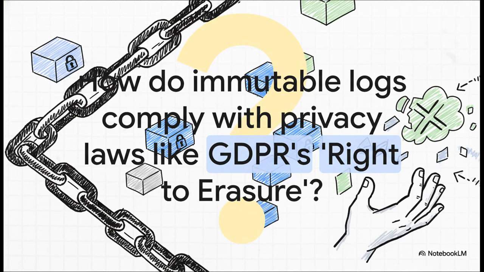Okay, but wait a second. This brings up a really, really big question. An immutable log is fantastic for security, but what about privacy laws? I'm talking about things like GDPR and the right to erasure. If your proof is permanently stuck on a blockchain, how can you possibly delete someone's data? You can't just go back and edit the chain.